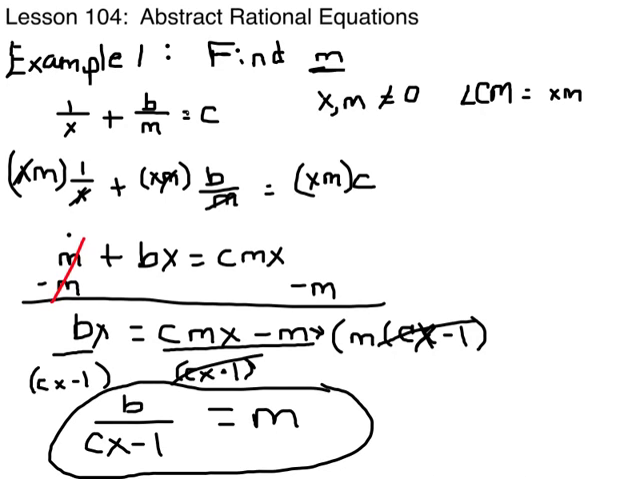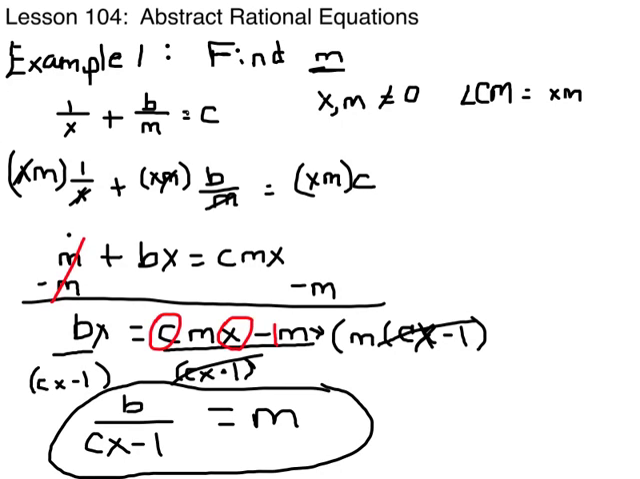Now, we're still going to have to isolate this m, so that means we need to get rid of everything over here with it, which would be the x and the c. And then we can assume there's a minus 1 here. So we're going to divide by cx minus 1 on both sides, and what that will get us here is m, and what it gets us over on this side is b over cx minus 1.